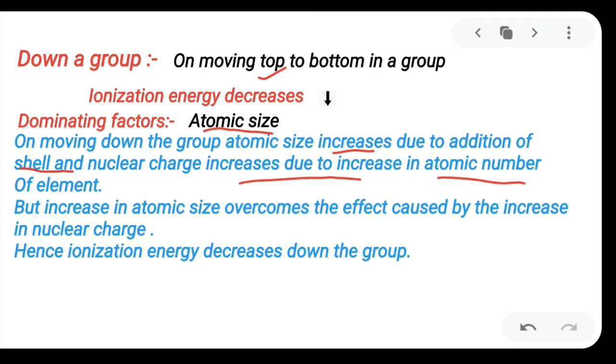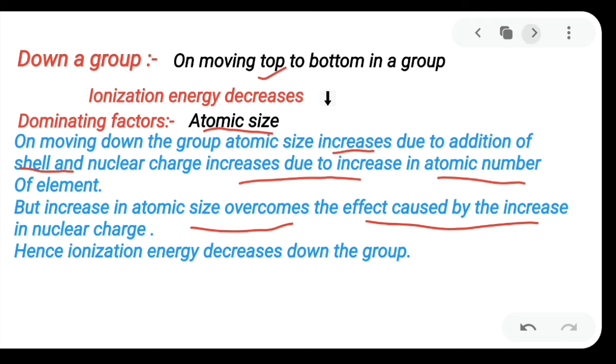So when atomic size and nuclear charge both increase while moving down the group, the increase in atomic size overcomes the effect caused by the increase in the nuclear charge. Hence, atomic size is the dominating factor, so ionization energy follows the trend of the atomic size. As atomic size is inversely proportional to the ionization energy, when atomic size increases, ionization energy decreases.